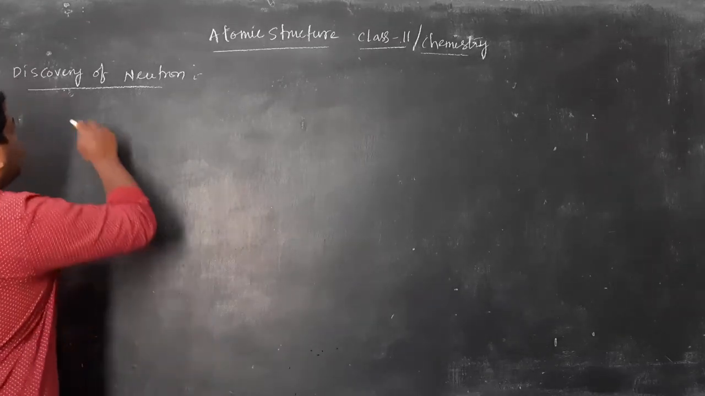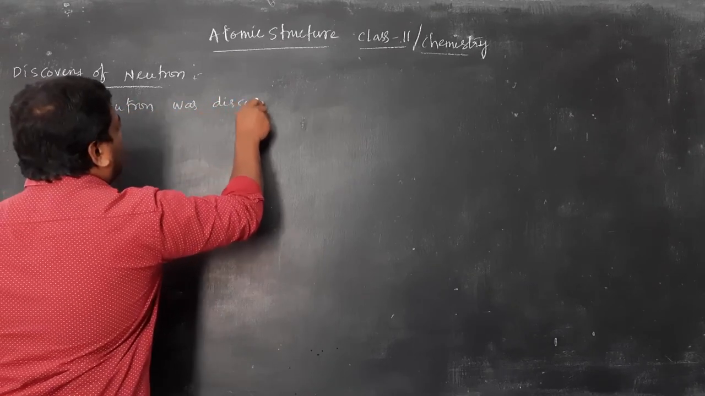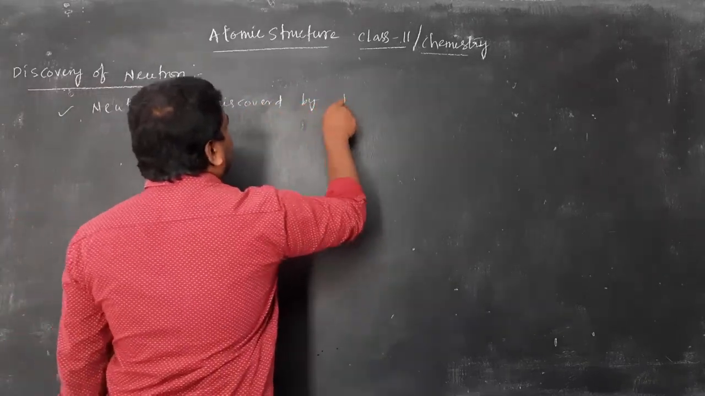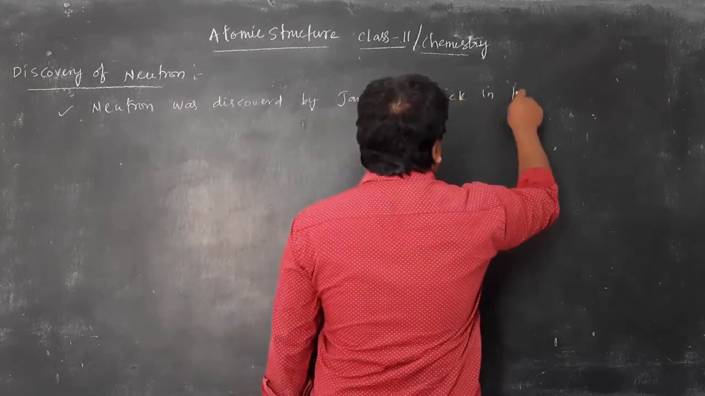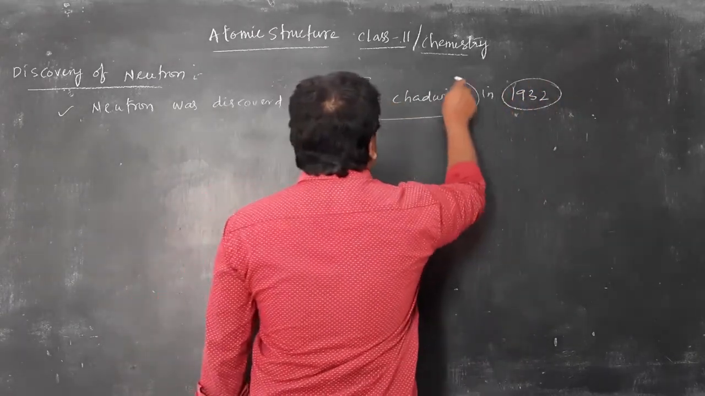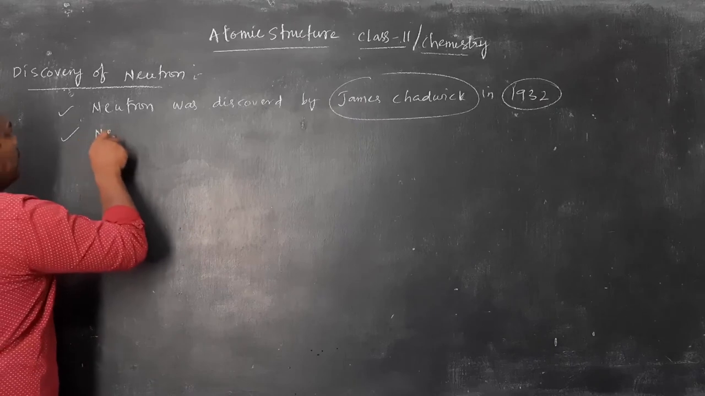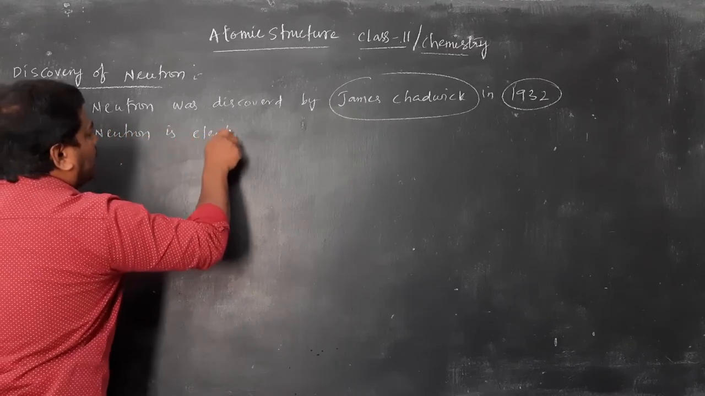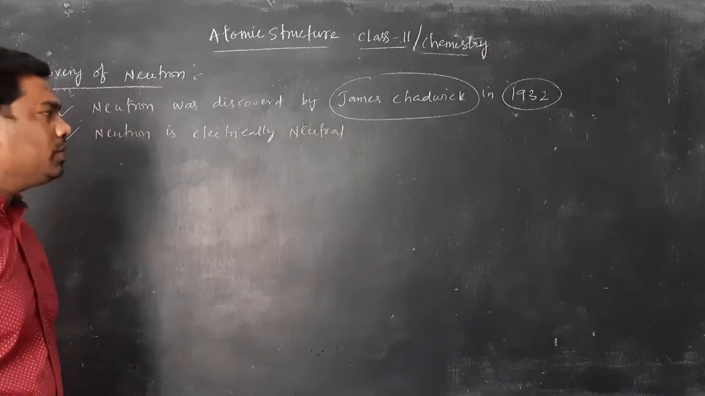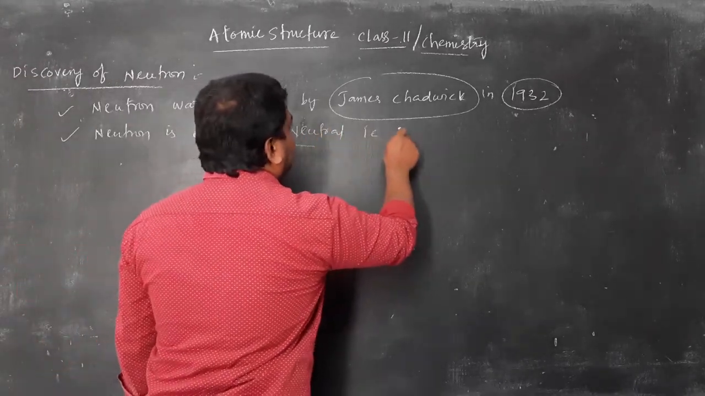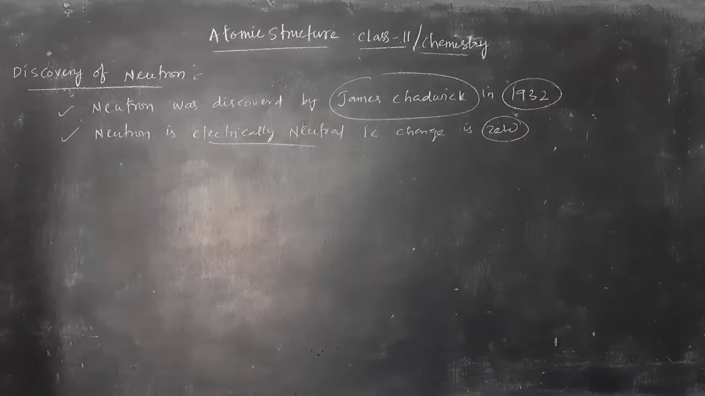Discovery of a neutron. Okay, so neutron was discovered by James Chadwick in 1932. The neutron was discovered by James Chadwick in 1932. So the neutron is electrically neutral. He found that the new particle which is present in the atom is electrically neutral. That means the charge is zero. So here it carries a zero charge.